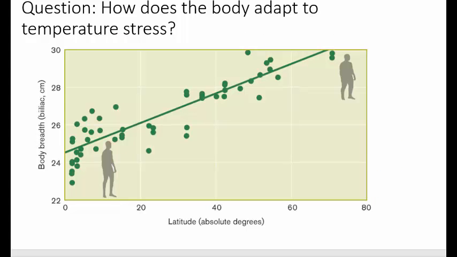Question: how does the body adapt to temperature stress? The human body is homeothermic, meaning it can maintain a constant body temperature. However, when environmental temperatures are very hot or very cold, the body must adapt. In hot temperatures, the blood vessels closest to the surface of the body dilate. This vascular dilation maximizes blood flow away from the core of the body, which reduces the overall temperature. In addition, the body starts to sweat. When the water evaporates from the surface of the skin, it reduces body temperature.